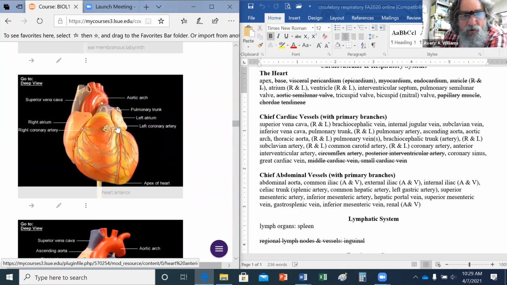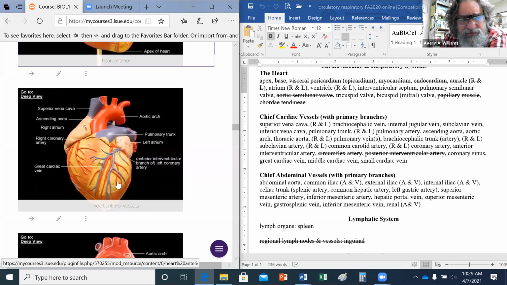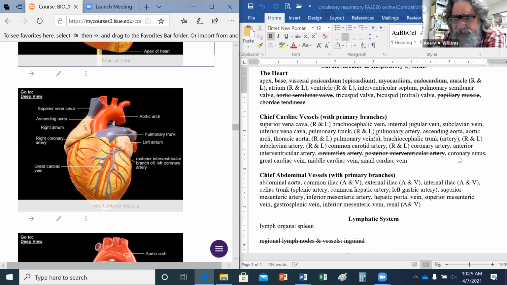Well, right here, see the right coronary coming out like that. Left coronary comes out, but it splits into two. So it splits into this one coming down the front right here. That's the anterior interventricular artery. Here they call it the anterior interventricular branch of the left coronary, the same thing. The circumflex, that's the other half that bends around here. They don't label that, so just don't worry about that. And then the coronary sinus, the great cardiac vein.